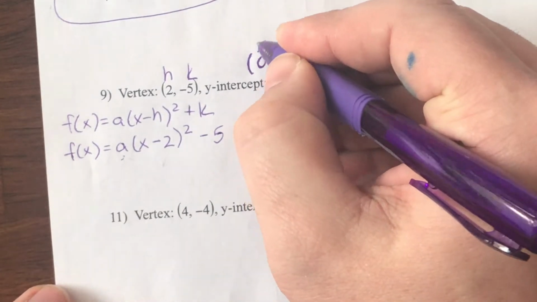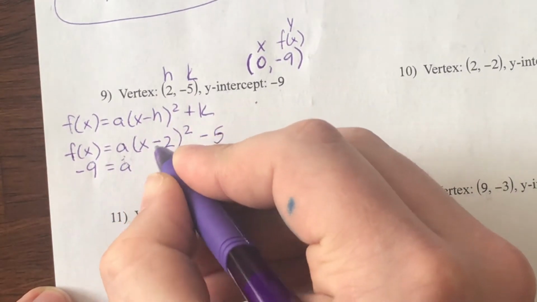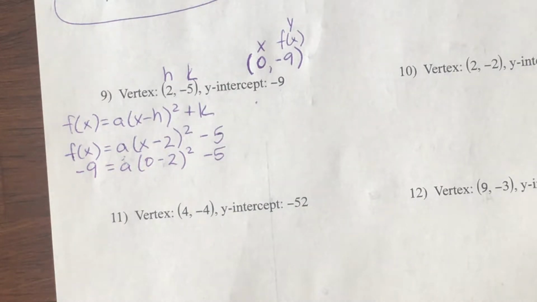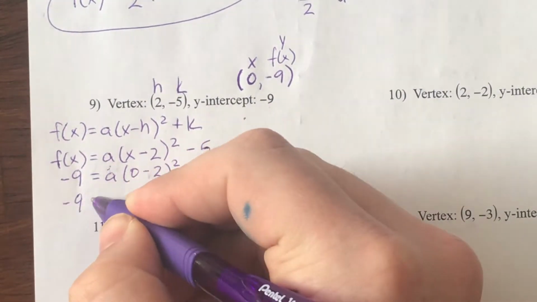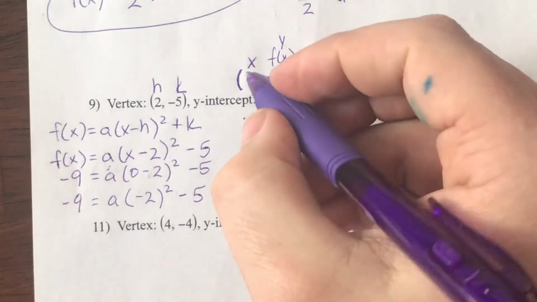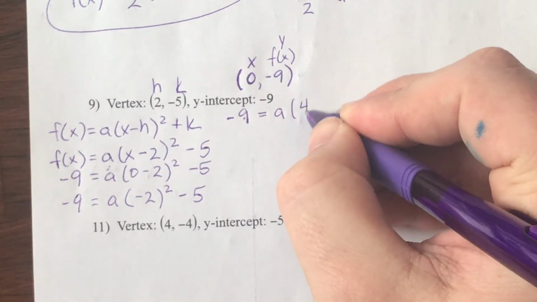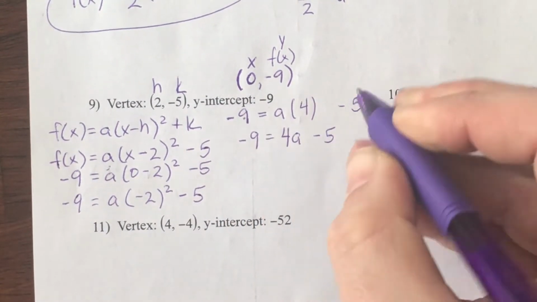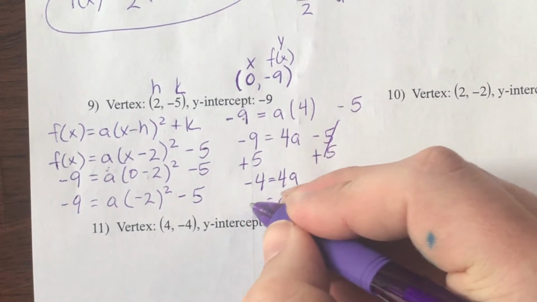So I can now punch this in, that's x, and this is f of x, or simply y. So -9 is equal to a times (0 minus 2) squared minus 5. Then from there, -9 is equal to a times (-2) squared minus 5. (-2) squared is 4, and then minus 5. Keep in mind these are being multiplied, so I can rewrite it as -9 equals 4a minus 5. We add 5 to both sides and get -4 equals 4a, and we get a is equal to -1.